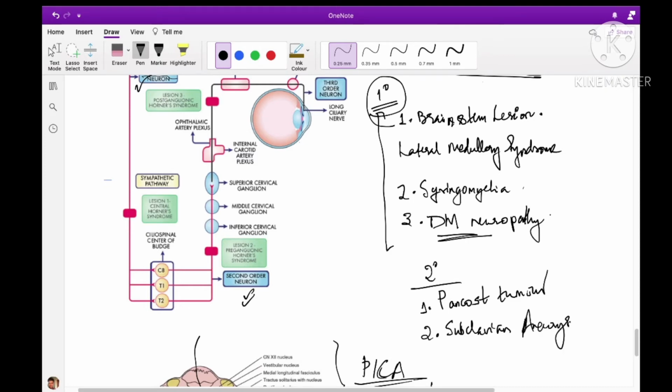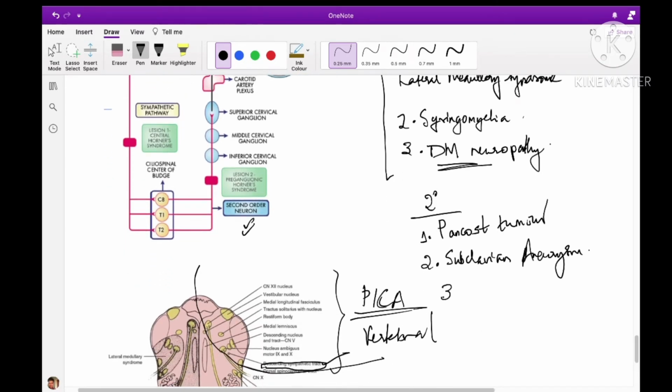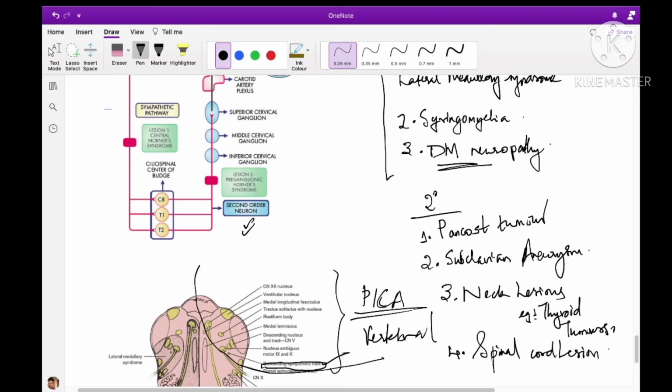Subclavian aneurysm. Then you can have neck lesions, for example thyroid tumors, enlarged lymph node, traumatic lesions. You can have spinal cord lesion. So Pancoast tumor, subclavian aneurysm, neck lesion, spinal cord lesion. This is very, very important. Pancoast tumor.